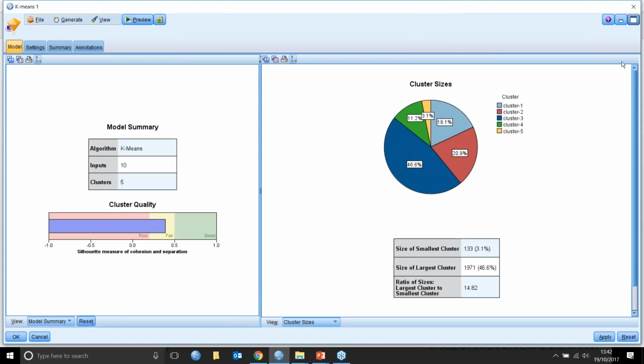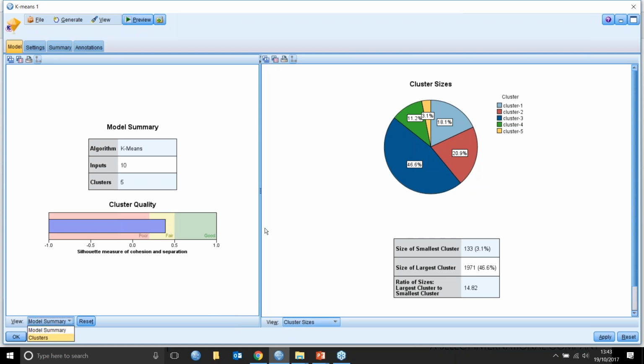But if we look inside the model itself, we double click on the model, it opens up this little viewer, and it tells us the cluster quality based on k-means is reasonable. It simply gives us a pie chart now, telling us what the relative sizes are of the clusters, and it color codes them. The pale blue one here being cluster group 1, and the yellow being cluster group 5. It tells us the size of the smallest cluster, the size of the largest cluster. And then we've got what's called model summary.